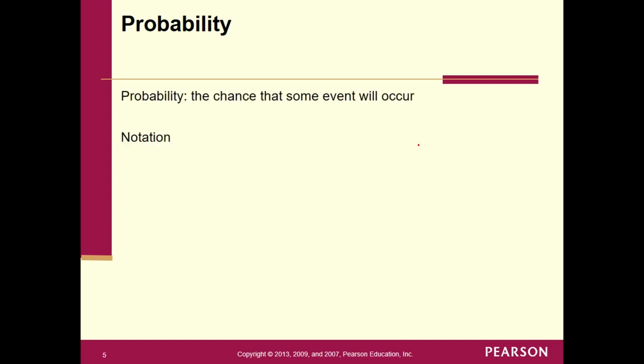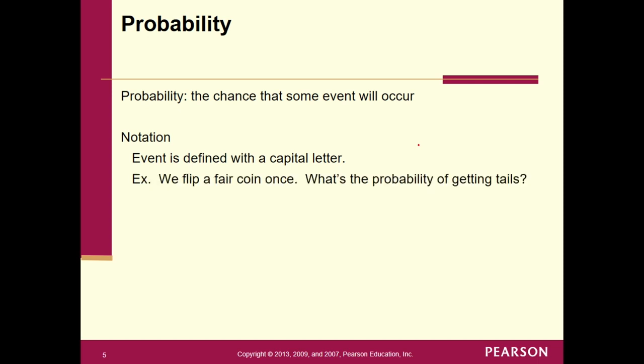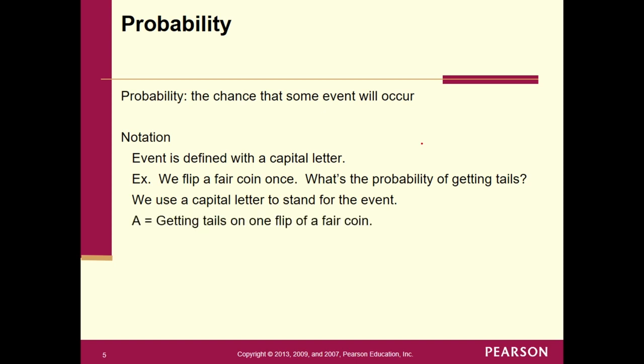All right, so know some notation with regards to probability. A lot of times what we do is define some sort of event with a capital letter, and I'll give you an example here. Let's say we flip a coin once. What's the probability of getting tails? All we're doing is flipping a coin once. What's the probability of getting tails? We use a capital letter to stand for the event. And so we might say A. Let A be equal to getting tails on one flip of a fair coin.